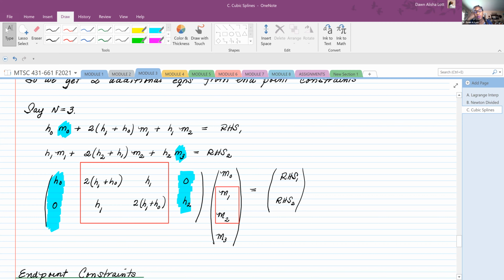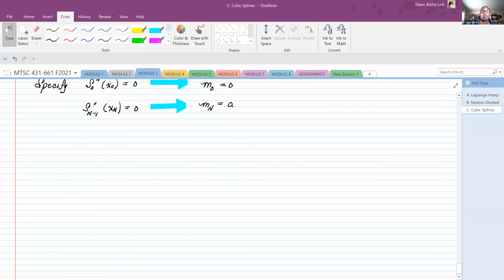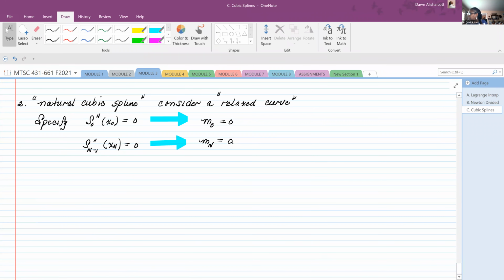So if it's only 0, 1, 2, and 3, then you end up with a simple 2 by 2 matrix. We know how to find the inverse of that. Take the determinant, solve for M1 and M2. It's easy when it's 3 points. Nice and easy when it's 3 points. When it gets to be 4 points, then you're solving a 3 by 3 system. Not bad, but it's still doable.